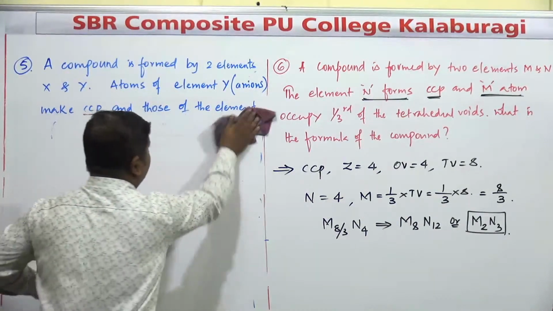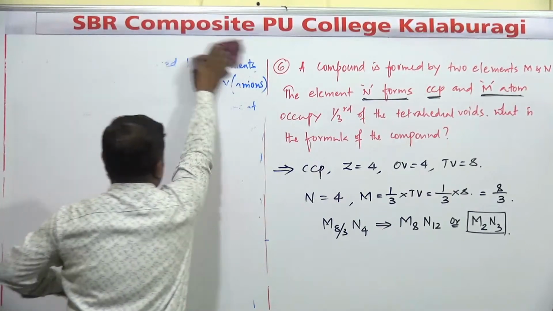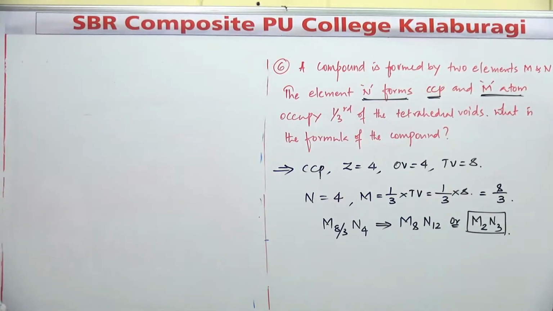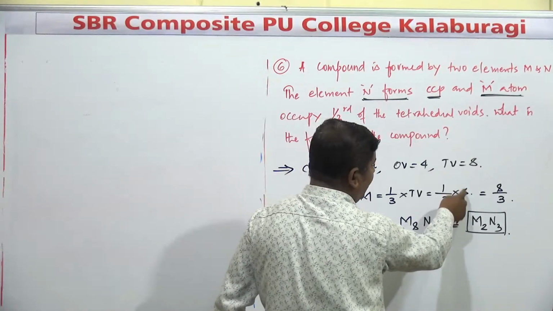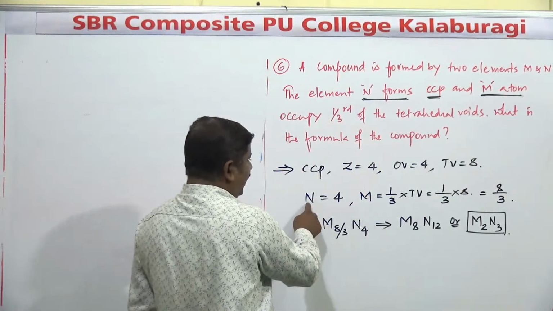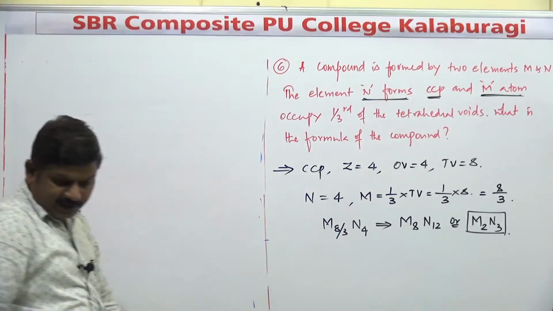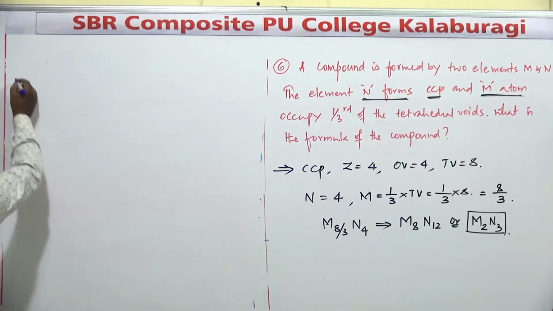Everything I have mentioned clearly without any doubt. So M is going to be occupying what? 1/3 of the tetrahedral void. 1/3 of the tetrahedral void means 1/3 into 8 because total number of tetrahedral void is 8. It is 8 by 3. And N is forming the CCP arrangement, that is going to be 4. If you take the simplest ratio, the formula of the compound is what? M2 N3. Okay. Next one. Number 7.